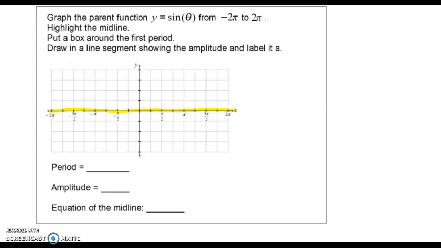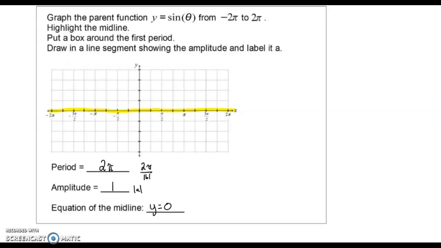Now, once we graph it, we're going to put a box around the first period. So the period of the parent function, sine theta, is 2 pi. And that's because, remember, it was the formula 2 pi over the absolute value of b. B is the number that is in the parentheses after sine, like by the theta or by the x, and this did not have a horizontal stretch or shrink, so the period stays 2 pi. The amplitude is 1, because the amplitude is found by the absolute value of the a value, and the equation of the midline is y equals 0. The midline is only going to change if there's a vertical translation up or down.